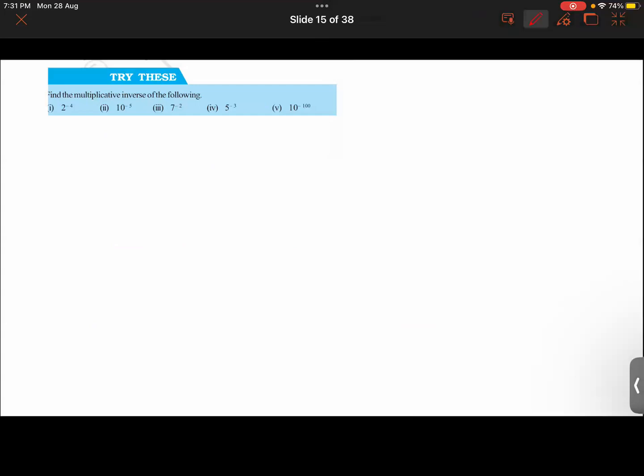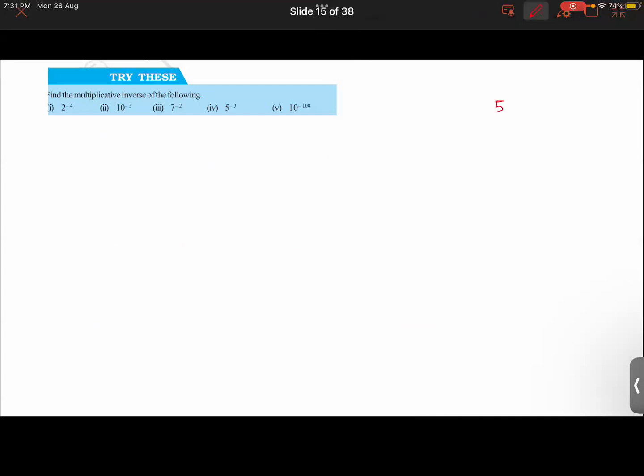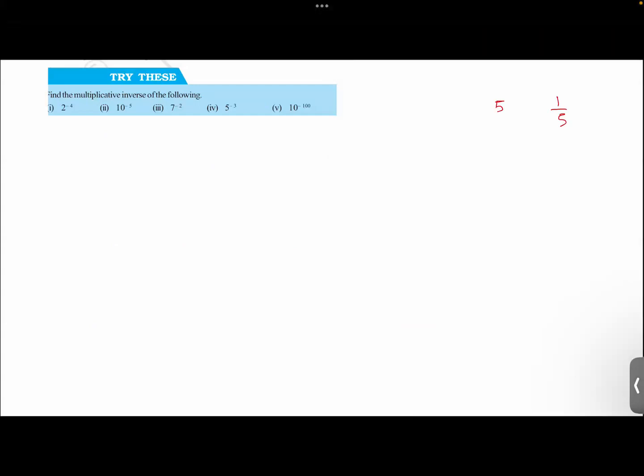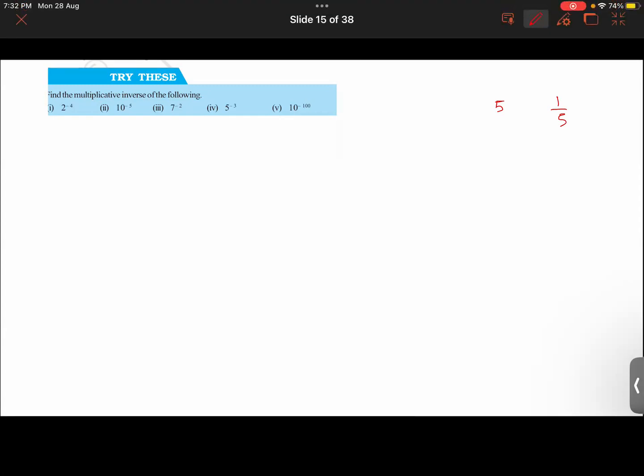Multiplicative inverse, you guys know. For example, the multiplicative inverse of 5 is 1 upon 5. Simply, it's the reciprocal. Right. So find the reciprocal of these numbers.